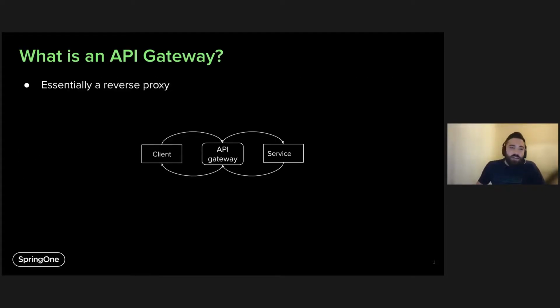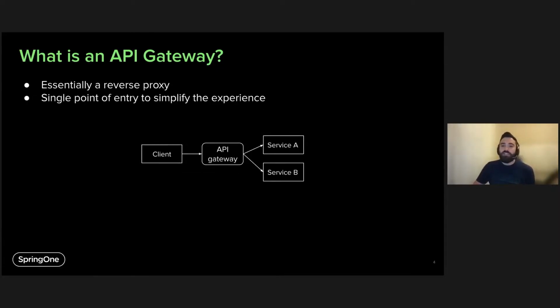And with that out of the way, let's start by briefly defining what an API gateway is. So an API gateway is essentially a reverse proxy that processes incoming requests and sends responses back. When we have one, we are going to have a single entry point between clients and services, making the client experience much simpler.